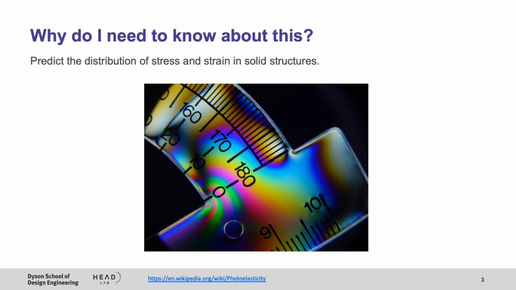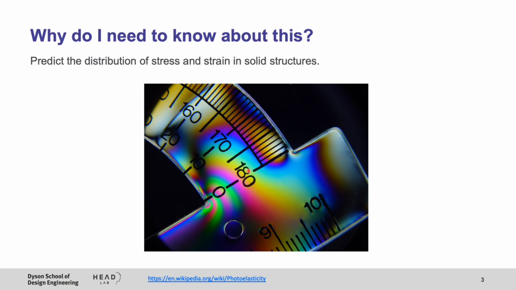So why do I need to know about this? We know from solid mechanics theory that when a structure is subjected to external loads, stress and strain is produced inside the structure. There are experimental methods like photoelasticity that allows us to visualize strain and stress inside the structure. But the structure has to be made of certain material.